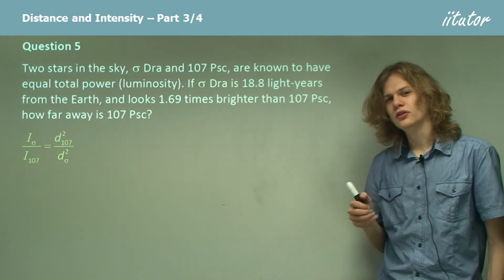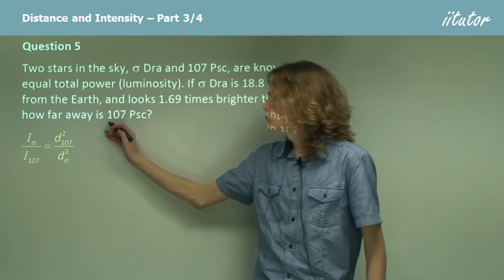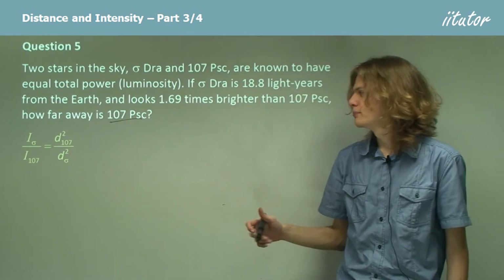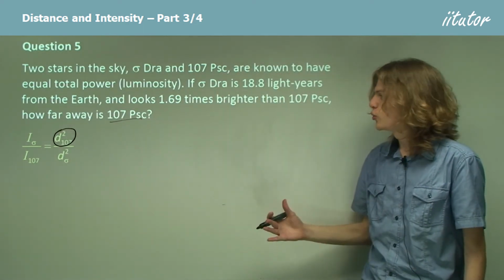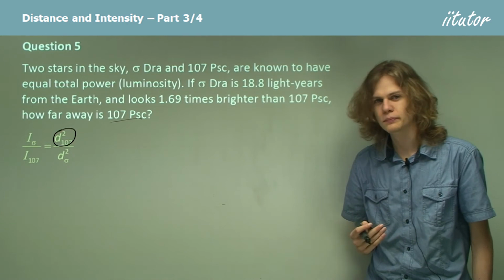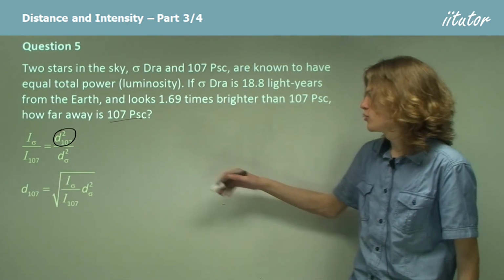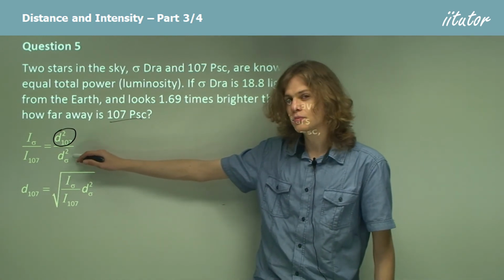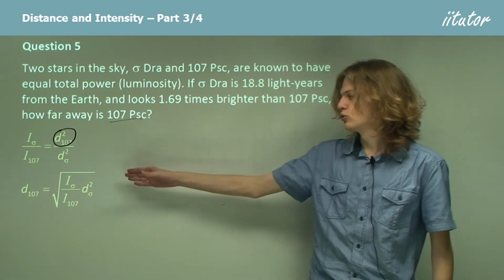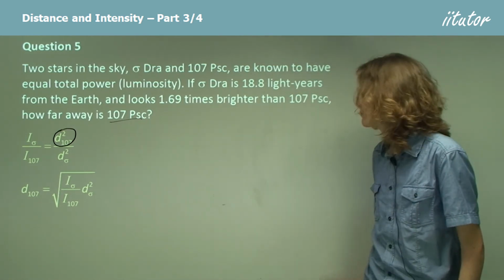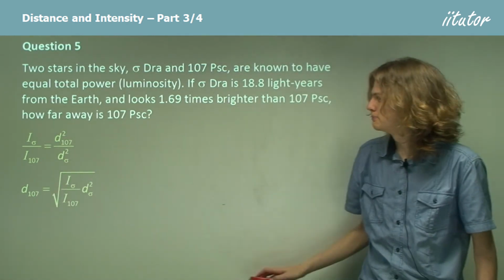Alright, so now we can rearrange this, because what we need to find is the distance of 107 Piscium. That is, this variable here. So we need it on its own side of the equation. We need to make it the subject. Rearranging, we can multiply both sides by the distance to Sigma Draconis and take the square root of both sides, and we'll end up with something that looks a little like this. And this will give us our distance to 107 Piscium.